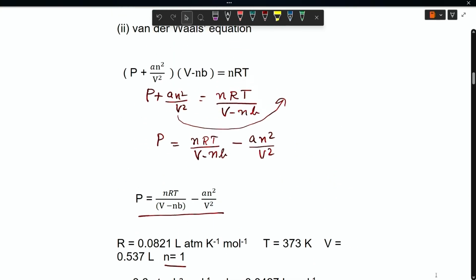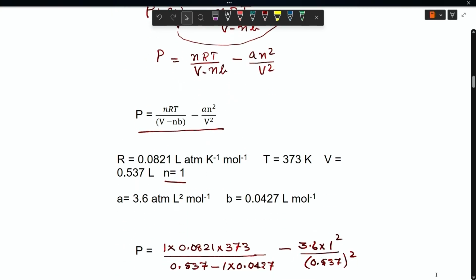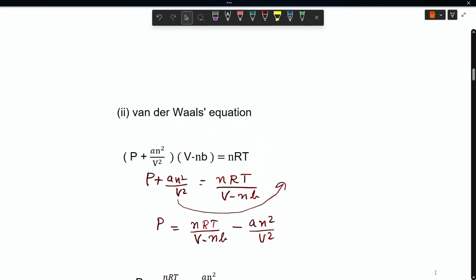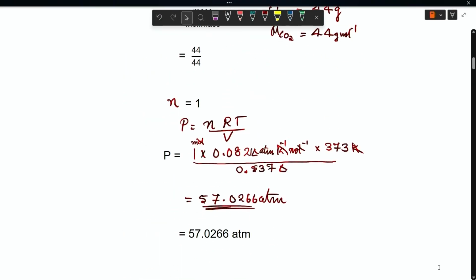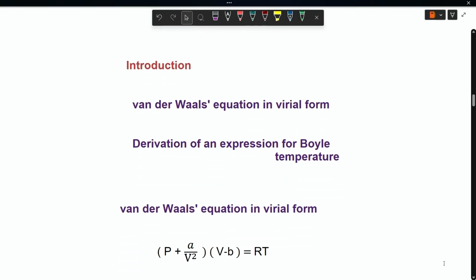Just check the pressure. See, this is 57.0266, which is a higher value, and when we take in the case of Van der Waals, it is 49.4689. That means the measured pressure is always less, right. So, we have to make a correction. That is why we are having a higher value for this one and a lower value for this one. Okay. Now, let us move on to today's topic.